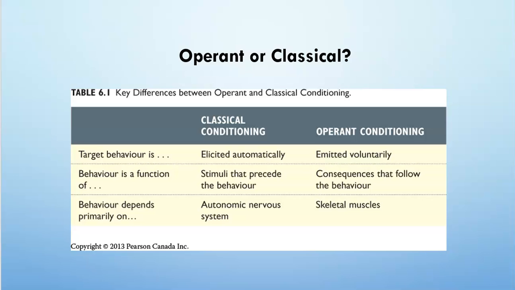And then finally, what the behavior depends on primarily. In classical conditioning, remember we talked about how our behavior depends on the autonomic nervous system, whether that's the sympathetic or parasympathetic nervous system. However, in operant conditioning, our behavior depends on the skeletal muscles, because remember, those are controlled voluntarily.